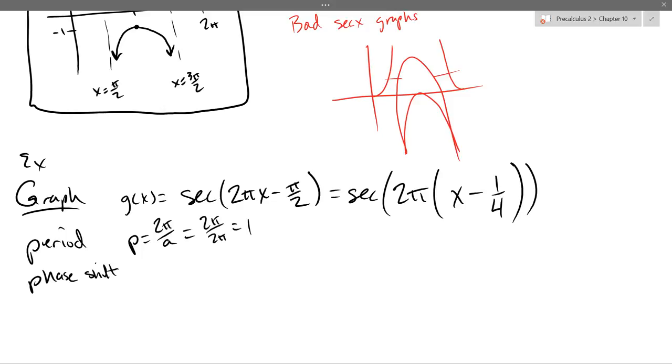What is our phase shift? You can answer that question now. What is our phase shift, our horizontal shift, left to right? So we're going right because it's negative. How much am I going right? 1/4. So 1/4 to the right.